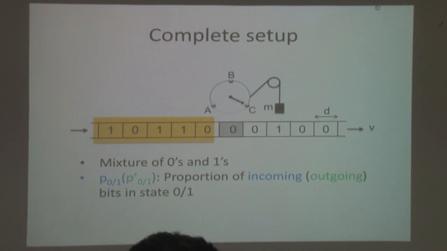Also, I do not require all the incoming bits to be 0. They can be different mixtures of zeros and ones. Only for the sake of analysis in the following, I assume that the bits are uncorrelated. Okay? So they are statistically independent. And P0, P1 denote the proportion of incoming bits which are in states 0 and 1 respectively. Similarly, P prime 0 and P prime 1 denote the proportion of bits in state 0 and 1 in the outgoing stream. That's just a notation.